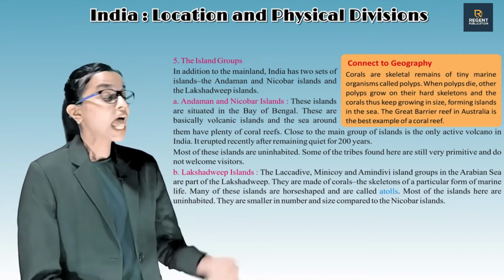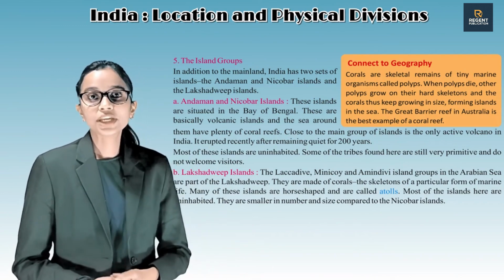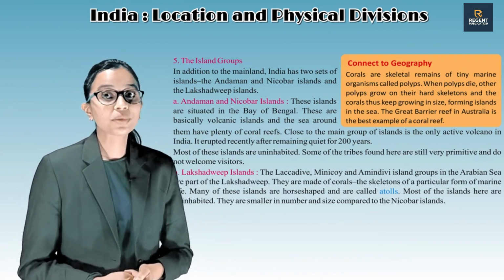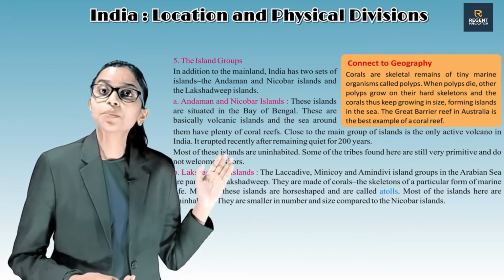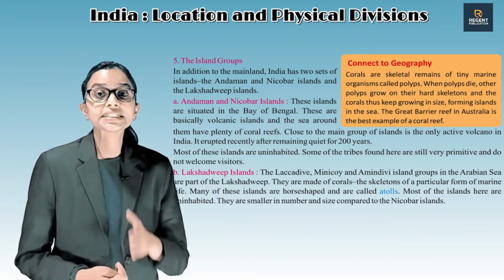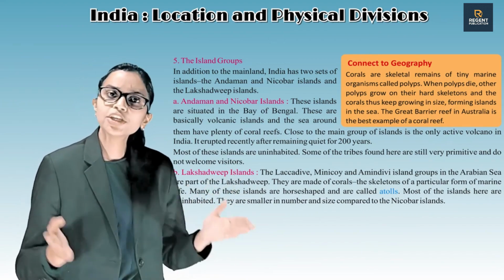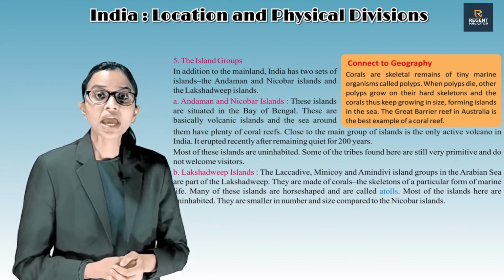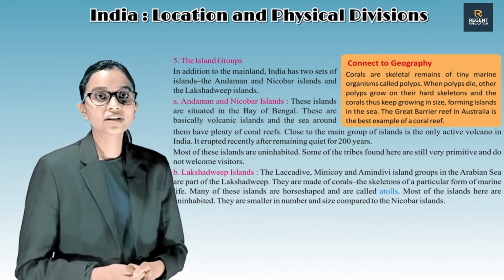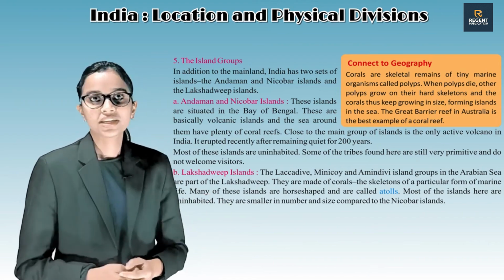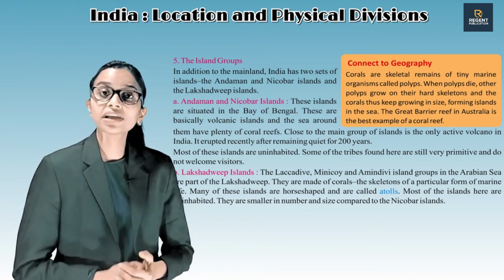B part, Lakshadweep Islands. The Laccadive, Minicoy and Amindivi island groups in the Arabian Sea are part of the Lakshadweep. They are made of coral, the skeletons of a particular form of marine life. Many of these islands are horseshoe-shaped and are called atolls. Most of the islands here are uninhabited. They are smaller in number and size compared to the Nicobar Islands.